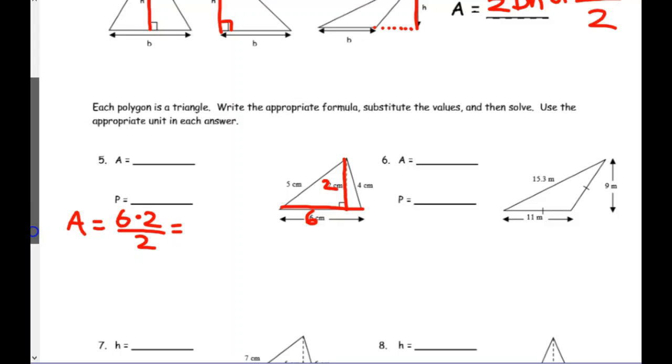You might be able to do that mentally, because 6 times 2 is 12, and 12 divided by 2 is 6, right? So the area is 6 centimeters squared.